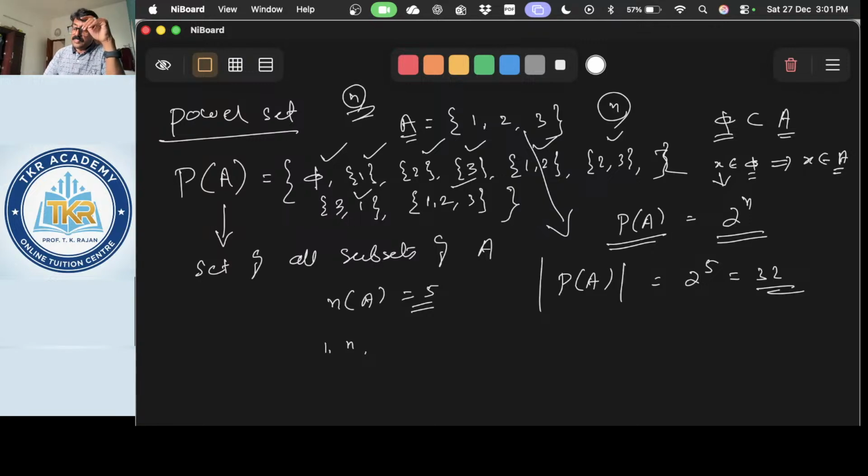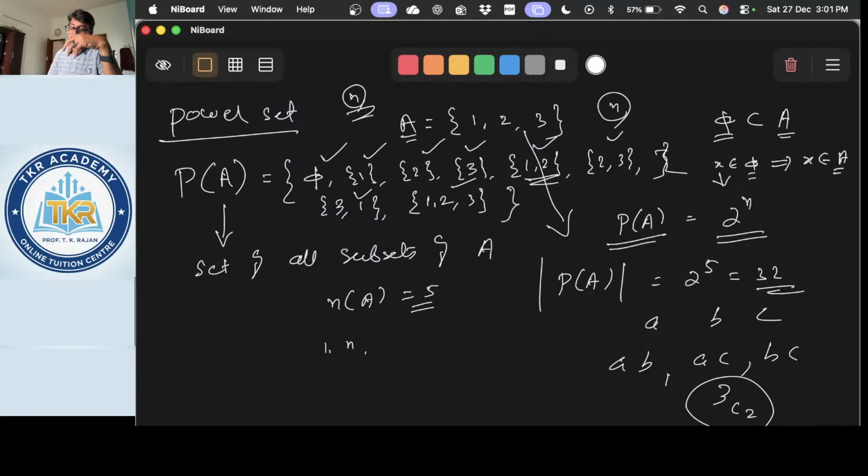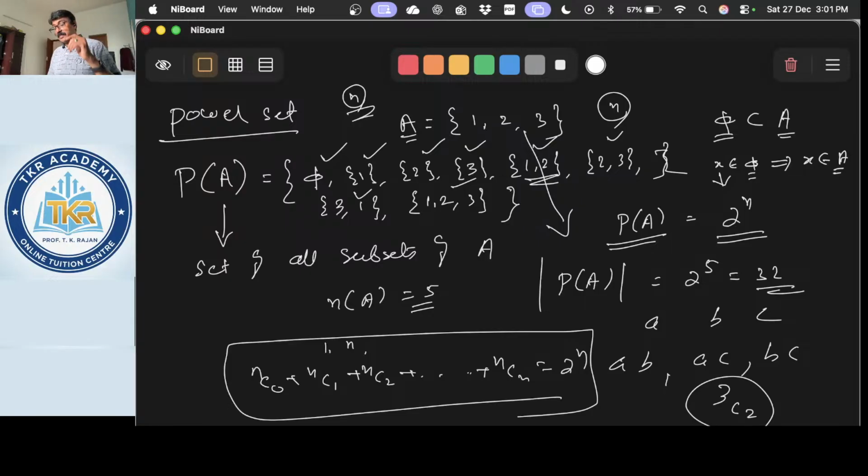Then you take two objects. Suppose there are three objects, A, B, C. How many ways can you choose two? A, B; A, C; B, C. Three ways you can choose. That is actually written as 3C2. It is a topic of permutations and combinations that we will be discussing later. So here nC0, nC1, nC2, like that, nCn. If you add all these, you will get 2 raised to n. This we will prove later, not now.